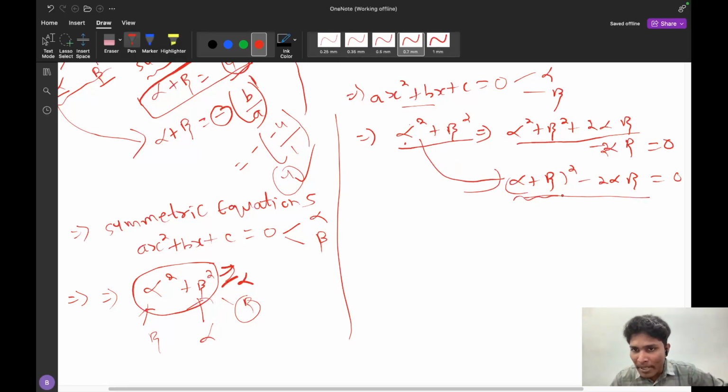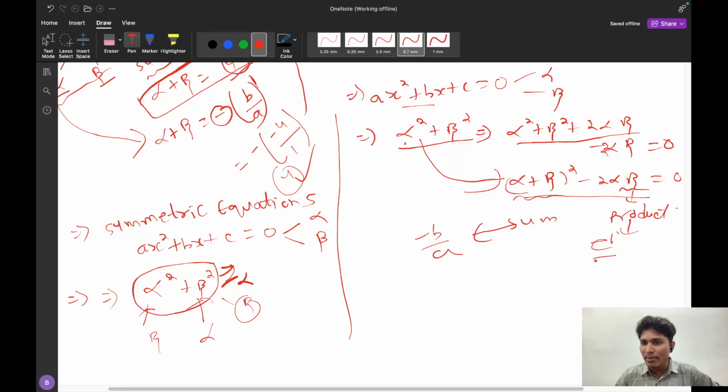And what is alpha plus beta? Alpha plus beta is the sum of the roots. And what is alpha beta? It is the product of the roots. Yes. So I already know what the sum is: minus b by a. And what is the product? Simply c by a. So minus b by a and c by a are the values.